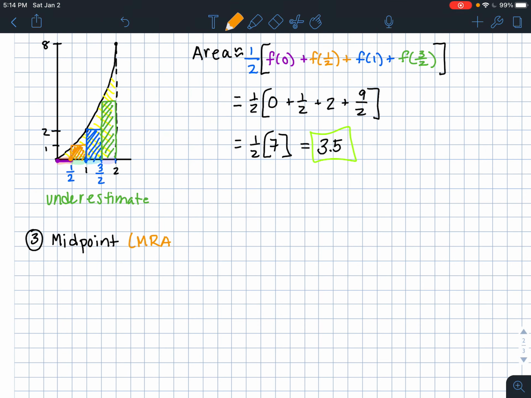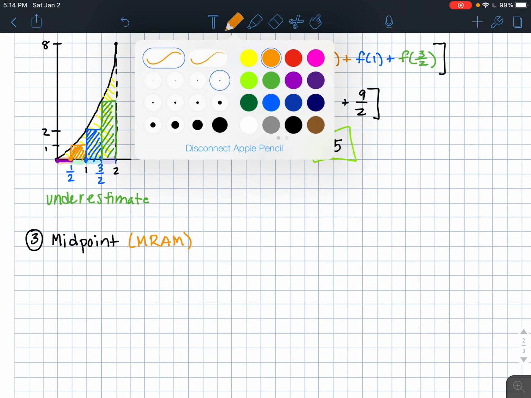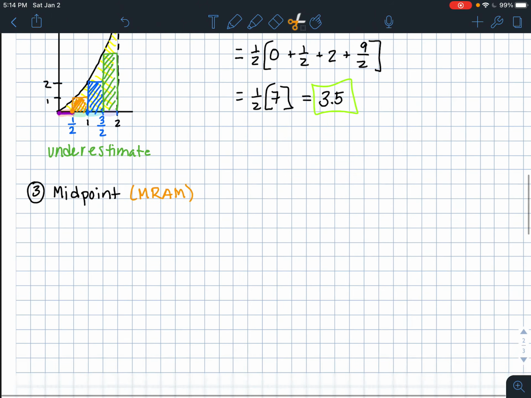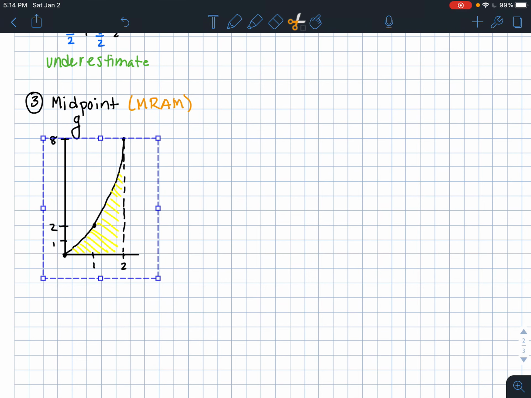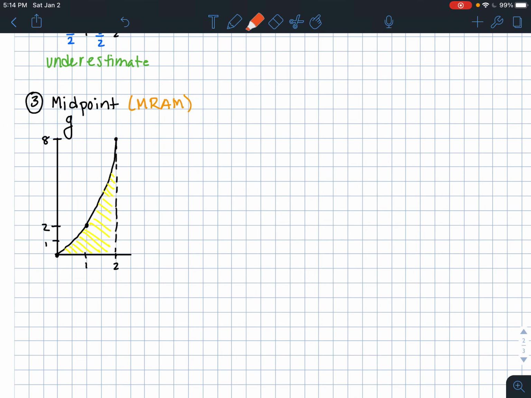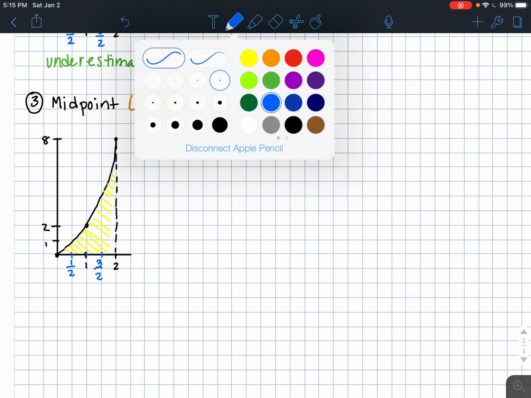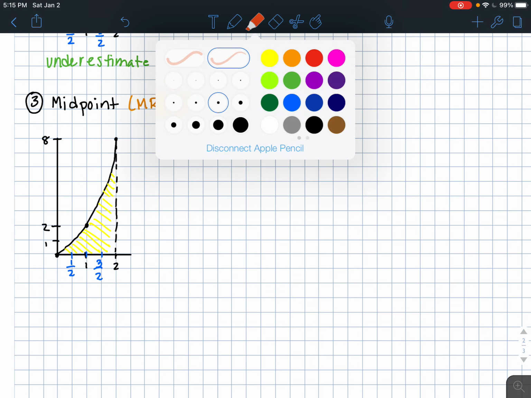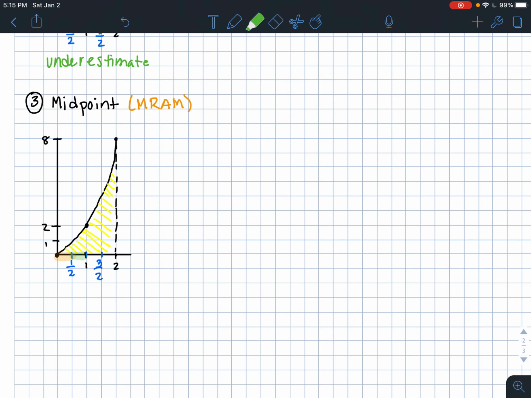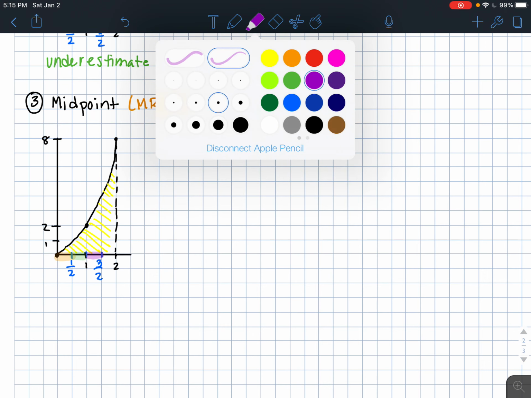And some people will abbreviate this as MRAM for midpoint Riemann area approximation method or whatever you want to say. Okay, so again, I'm going to cheat and drop that graph back in. So we're still going to have these partitions split up with the same width. Right, so we still have these three rectangles.